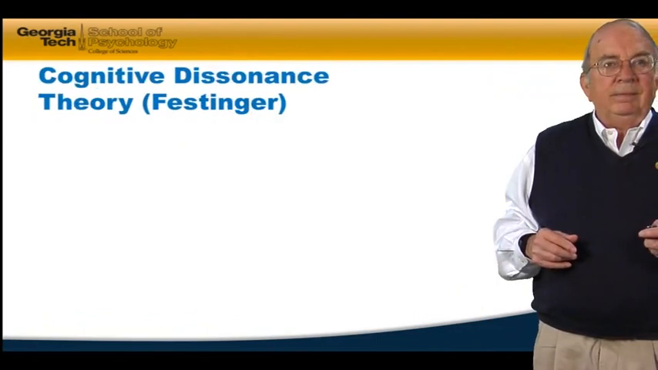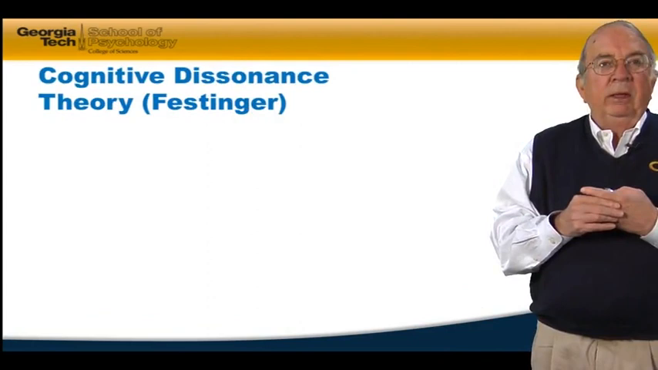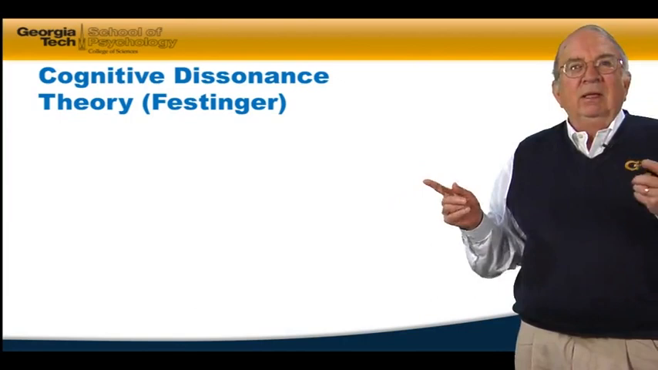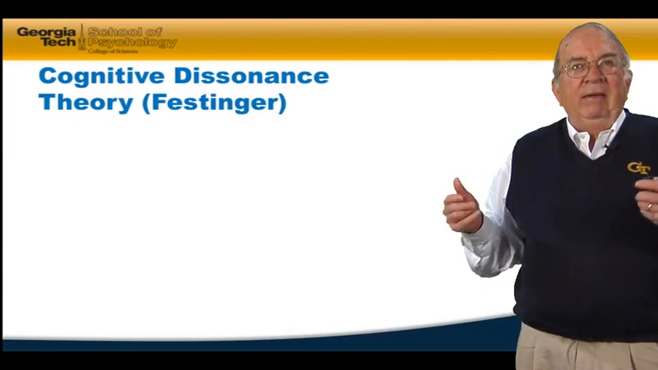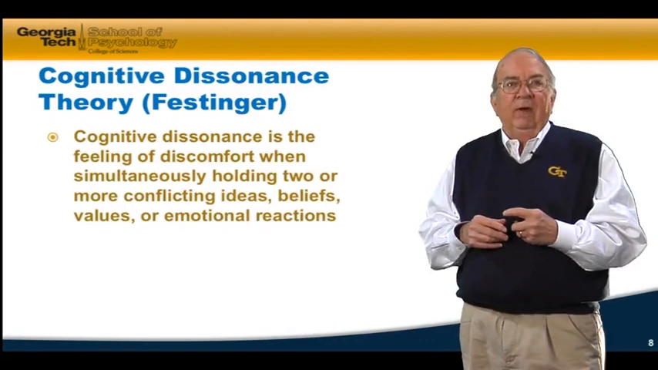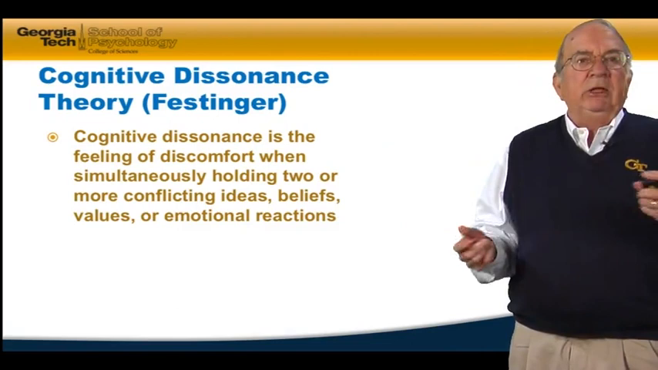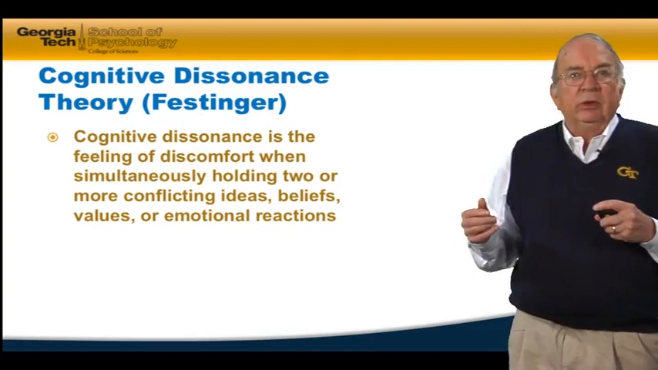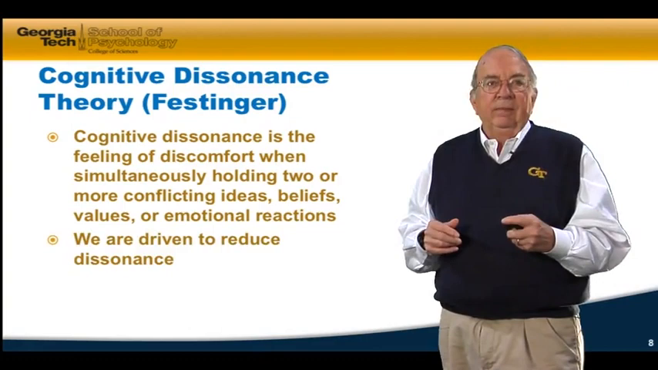Now, one of the things about social cognition that's very important is Festinger's cognitive dissonance theory, that often we have tension between our beliefs and what's happening in the situation, and that we act very strongly to reduce that tension, that dissonance that's produced by those two factors. So cognitive dissonance is that feeling of discomfort that we have by simultaneously holding two or more conflicting ideas, beliefs, emotional reactions, or values. We want to do what we can to reduce that tension, to reduce that dissonance. So he actually believed that we were driven to do that.